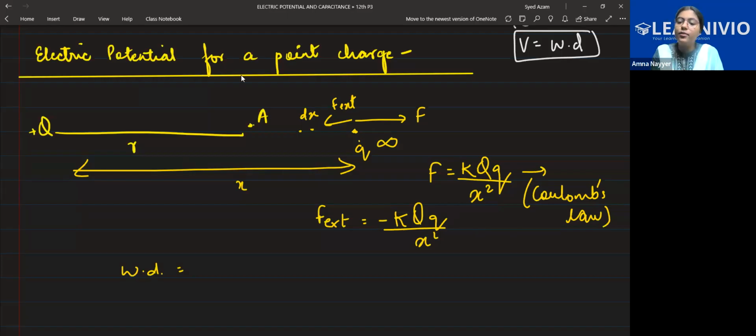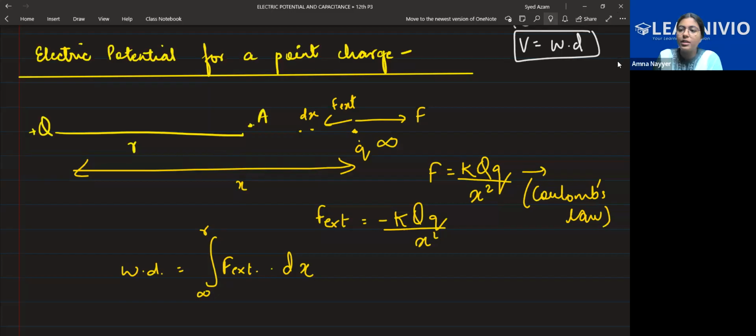So your external force is dependent on x, that is the distance. If you change the values of x, the external force will change. So that's why we are going to use the equation of variable work done. When we are talking about variable work done, this will be the integral of F external dot dx. Now, from where are we integrating to where? From infinity to r. This is what we are integrating.